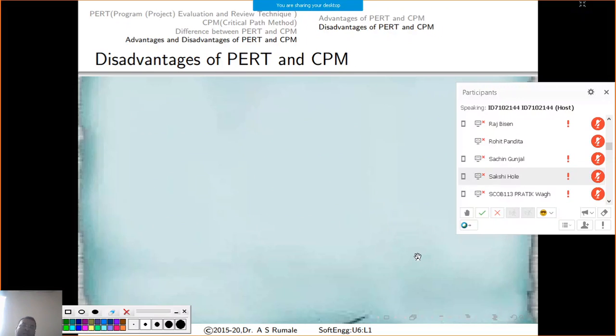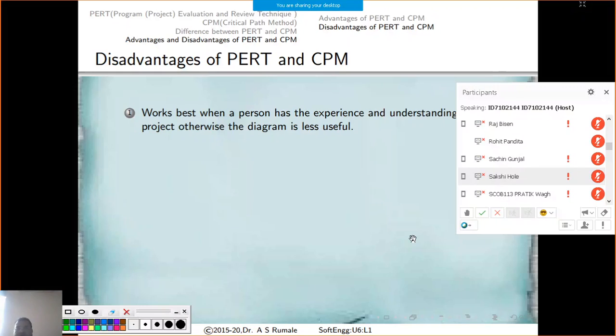So now, what are the disadvantages of PERT and CPM? So a question may be asked, what are the disadvantages of PERT and CPM? So the first disadvantage is it works best when a person has experience and understanding.